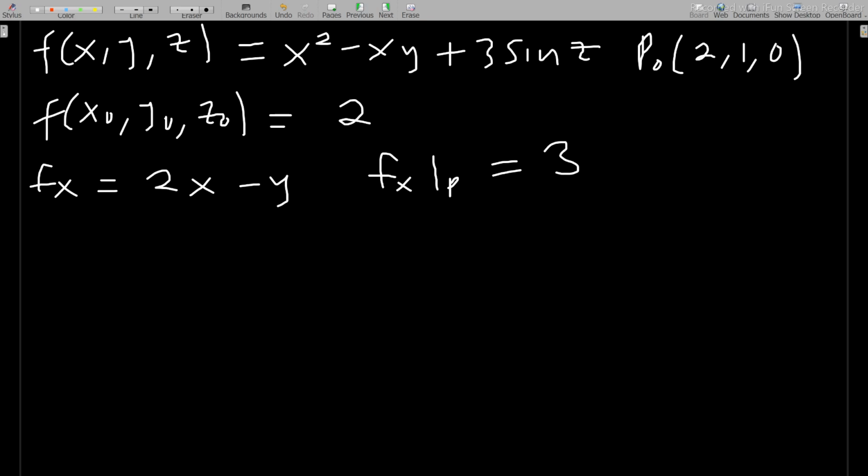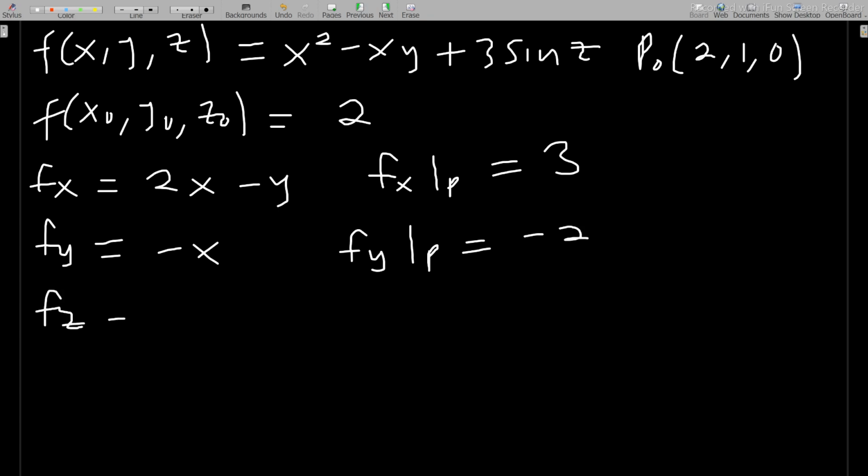Because I have 2 times 2, which is 4, minus 1, that is 3 indeed. And fy will be equal to minus x, and with that fy simplified at p, just putting the x value there, is minus 2. Then fz is also equal to 3 cos z, and if you simplify this at the point p, we put the z value in place of the cos aspect, you have fz simplified at p to be equal to 3.